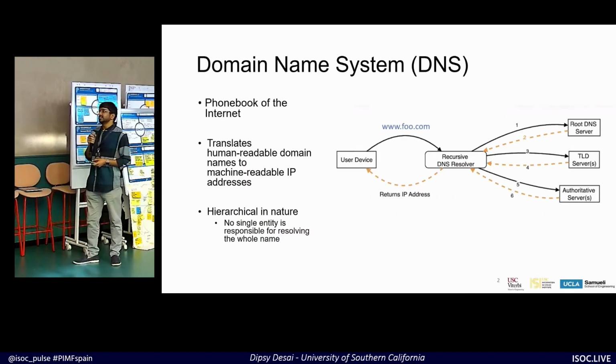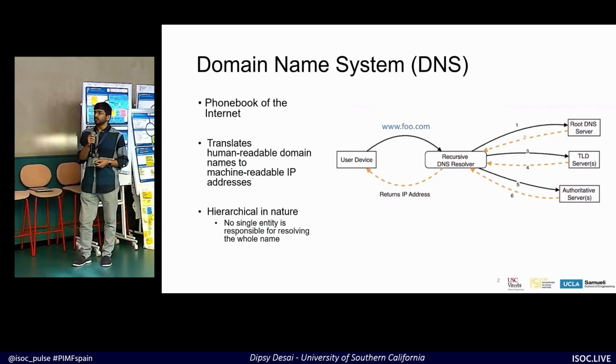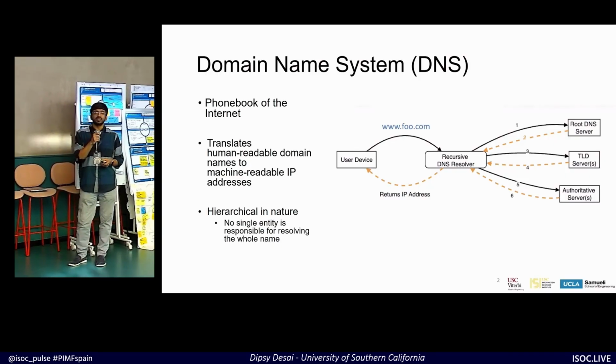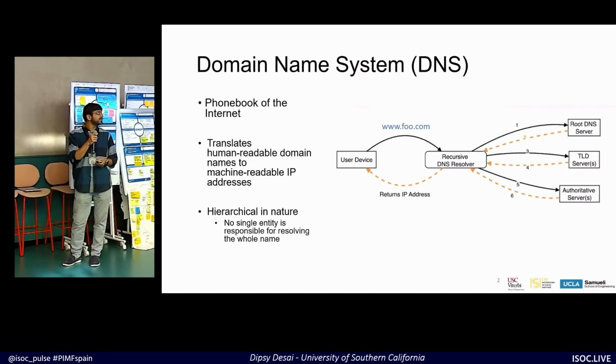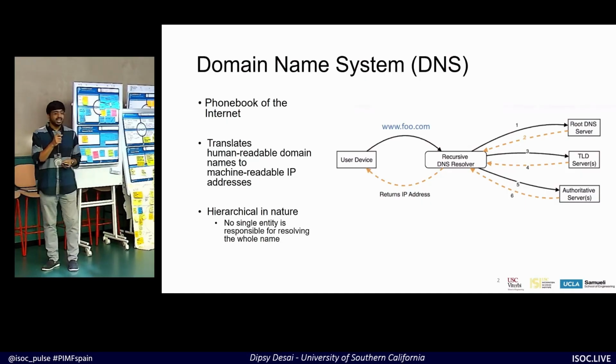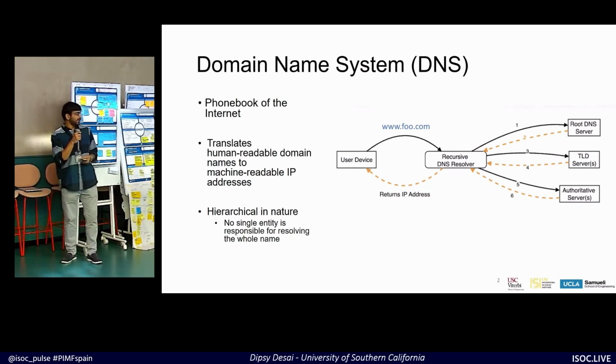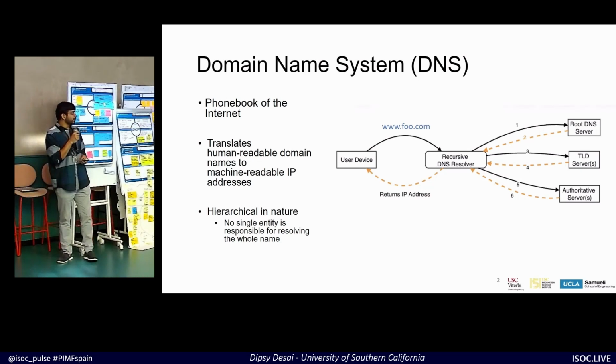So, what is the DNS? DNS is the Domain Name System. It is generally called the phone book of the internet. It is responsible for translating human-readable domain names into IP addresses. And we are aware that it is hierarchical in nature, meaning there is no single entity which controls or is responsible for resolving the whole name.